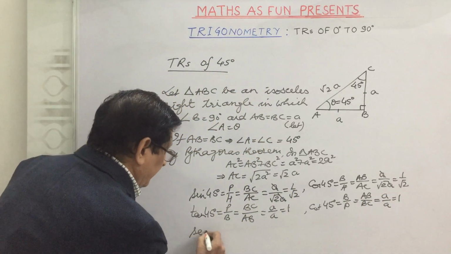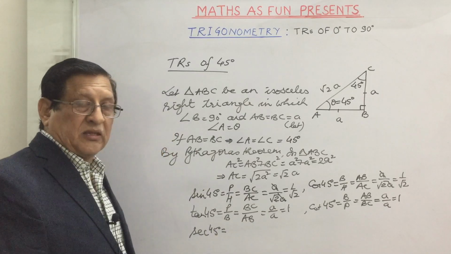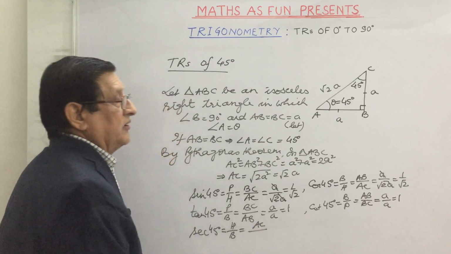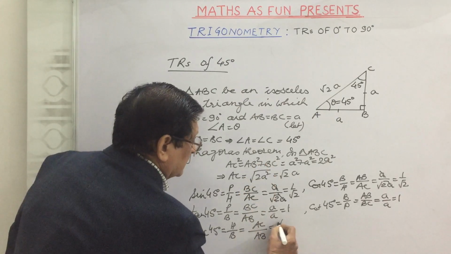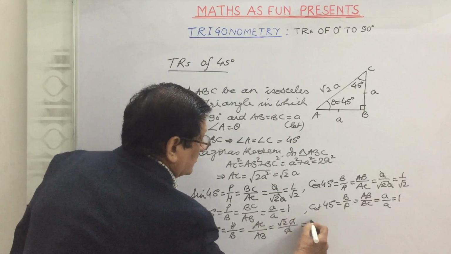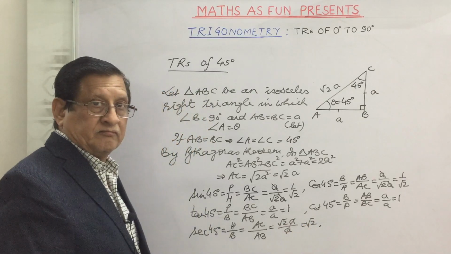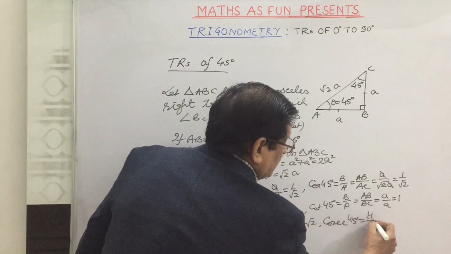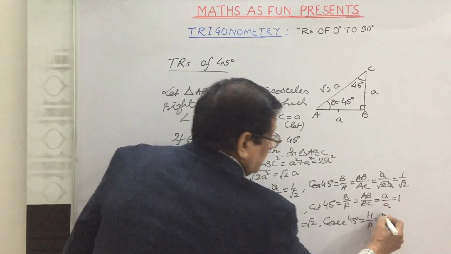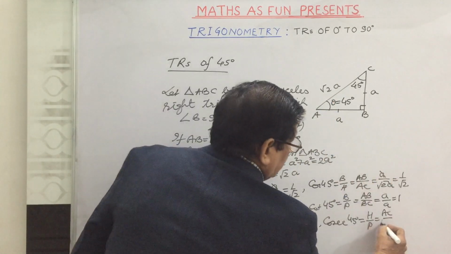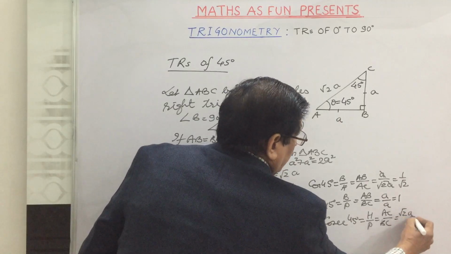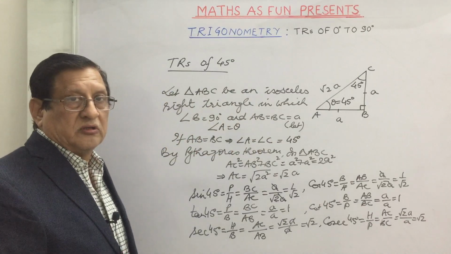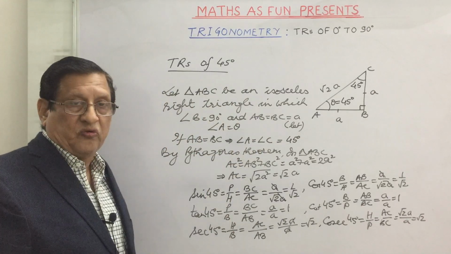Now we go for sec 45. Sec 45 is hypotenuse upon base. Hypotenuse is AC. Base is AB, this comes as root 2A upon A, so the value comes as root 2. Cosec 45, that is hypotenuse upon perpendicular. Hypotenuse here is AC, perpendicular is BC, so this comes as root 2A upon A, this is also root 2. And like this we could find out the trigonometrical ratios of angle of 45 degree.